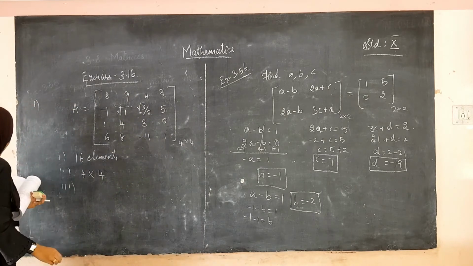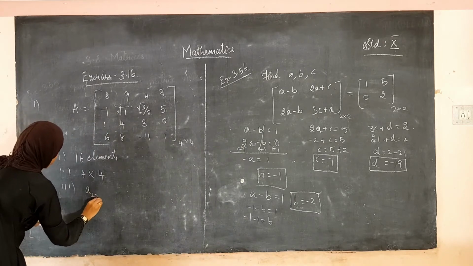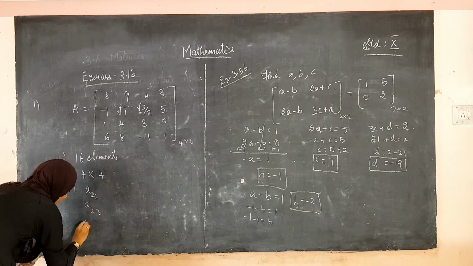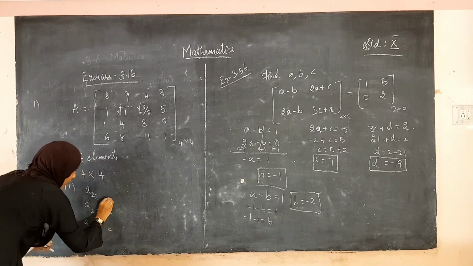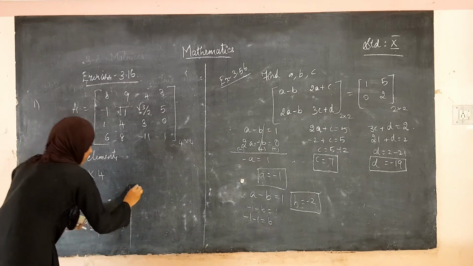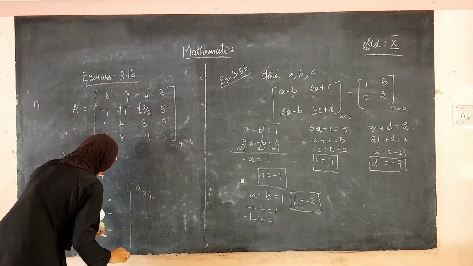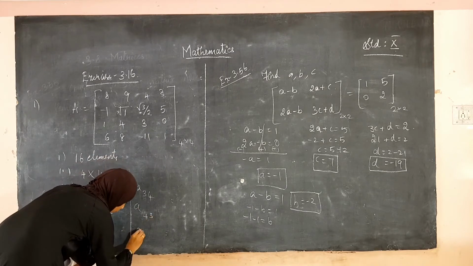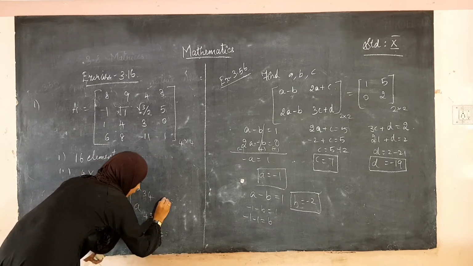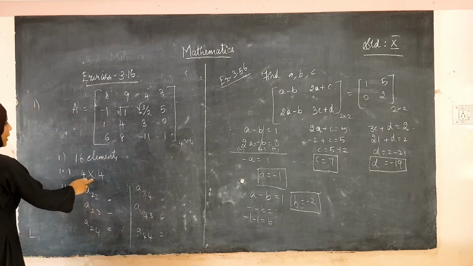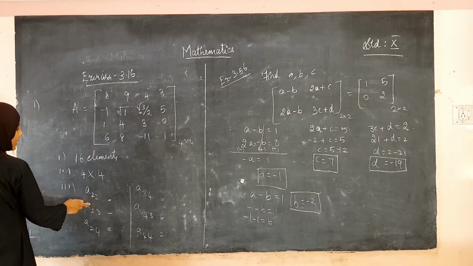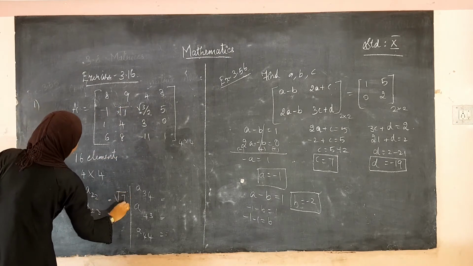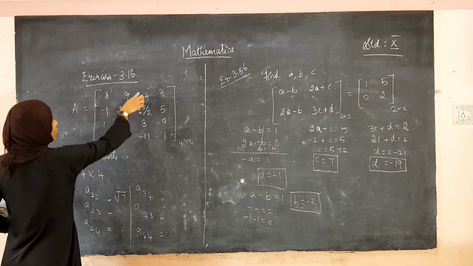Third subdivision, write the elements A22, A23, A24, A34, A43 and A44. Okay, you have to write these elements. See here, A22, the element in the second row and second column. Second row, second column. A22 is root 7. A23, second row, third column.